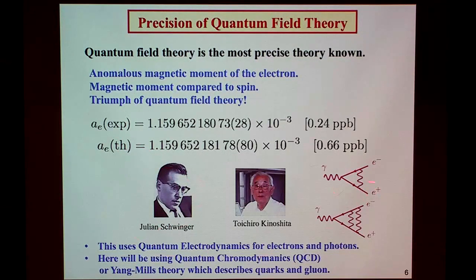The first calculation done by Schwinger. Okay, he didn't use Feynman diagrams, actually, but anyway, it's done by Schwinger. And then Kinoshita devoted his life to making these theoretical predictions. Like I say, 1 part in a billion. Extremely complicated calculations. You do it, and it works 1 part in a billion. There's no other theory like that. Now, this is using quantum electrodynamics.